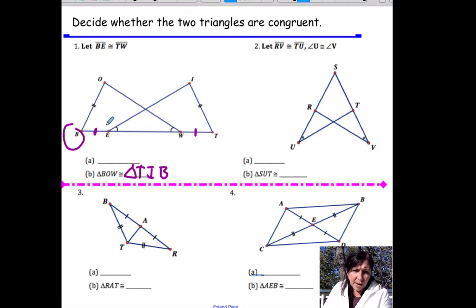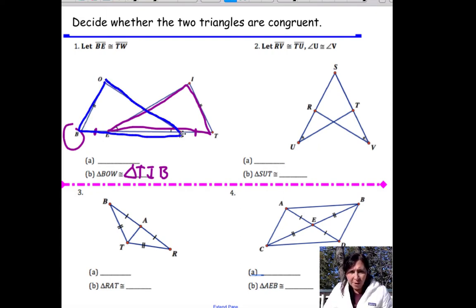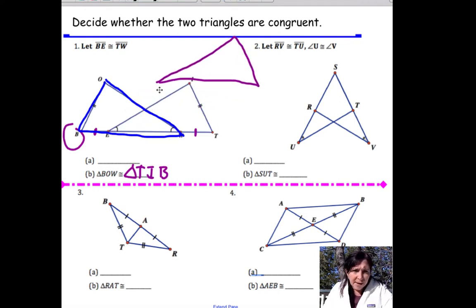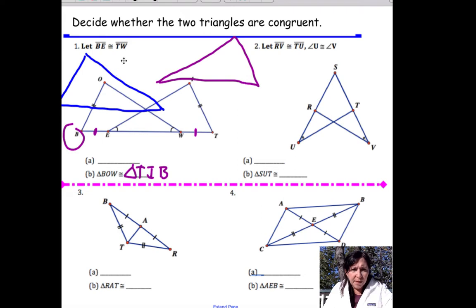I like to draw over my triangles. So I have this right here, and I'm going to draw over this one here. I know it's a lot harder to do on a piece of paper, but if you would just redraw them on the side, like that, now it's a little bit easier to see what you're talking about.